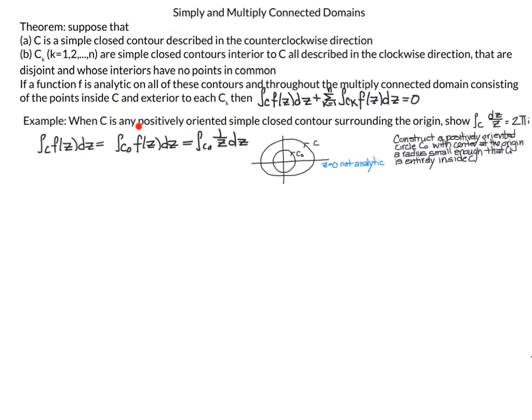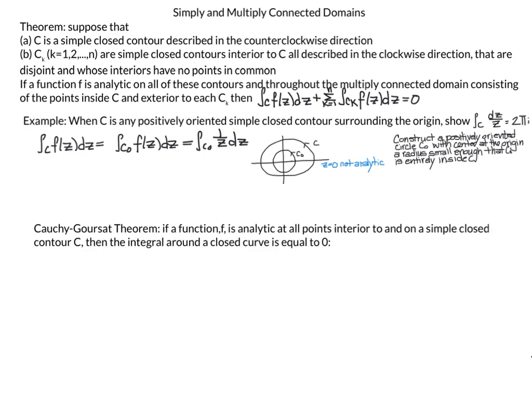I have the problem statement. When C is any positively oriented simple closed curve surrounding the origin, show that the contour integral of 1 over z dz is equal to 2 pi i. So I've written that here. And I shrunk my picture of C0, which is within my contour C.